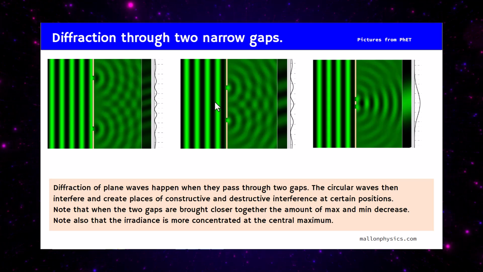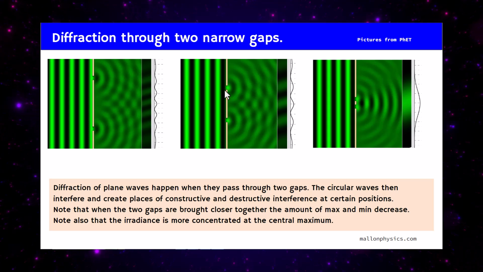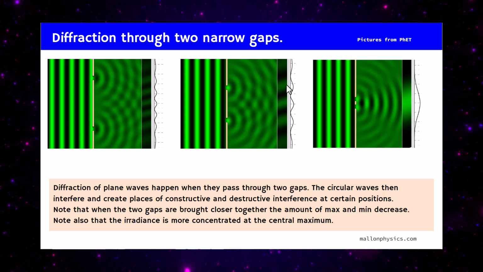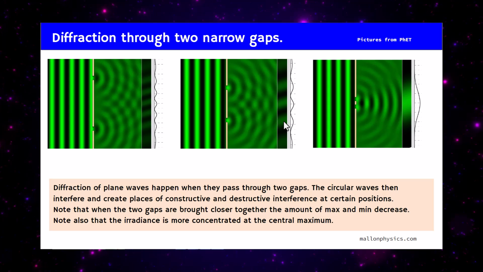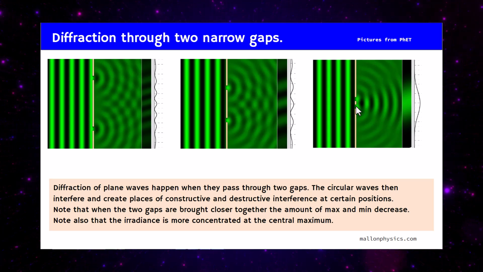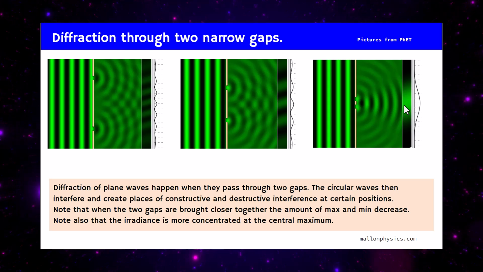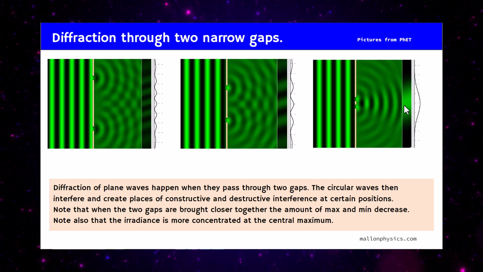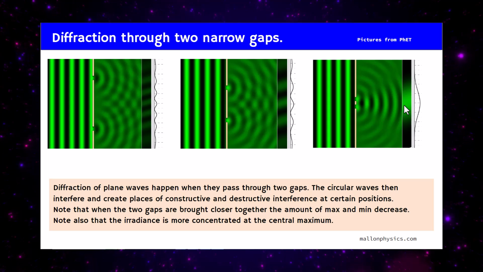Now, if you make the distance between the gaps smaller, you can see that we don't get as many areas of constructive interference. In fact, if we make the gaps very close together, you can see that the whole interference pattern is smudged into one.